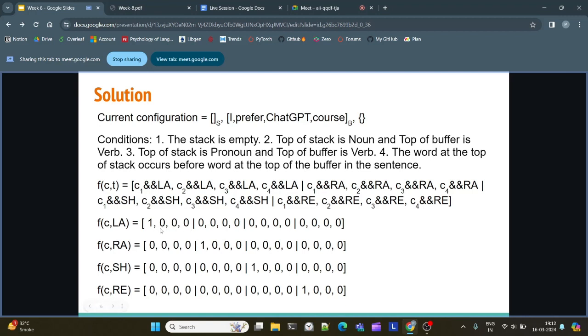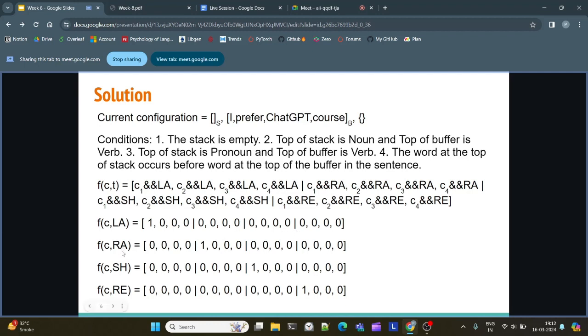Now, the first four elements were for left arc, and the remaining are for the remaining transitions: right arc, shift, and reduce. Just because we are handling the left arc transition in this case, automatically the remaining set of vectors would be 0.